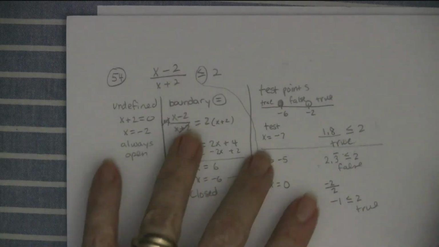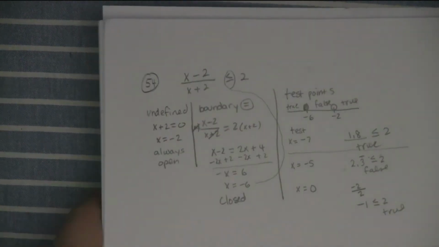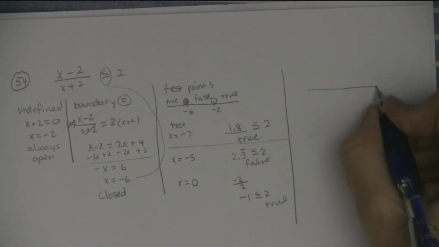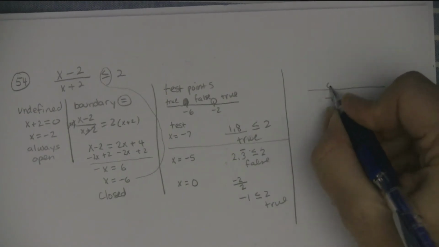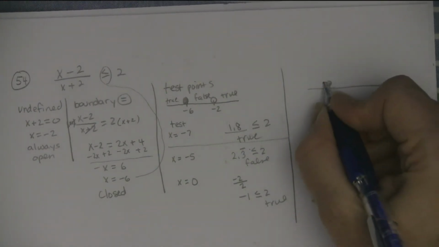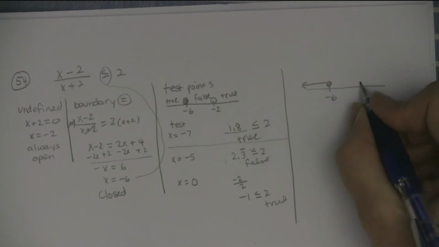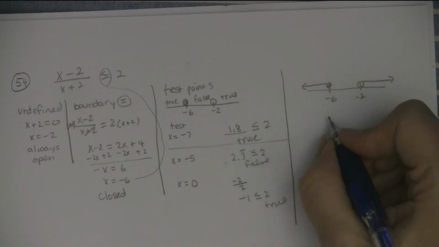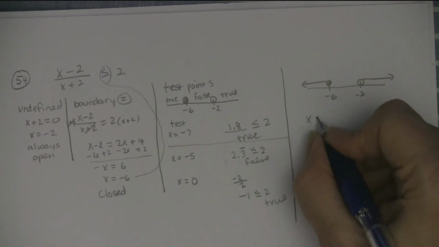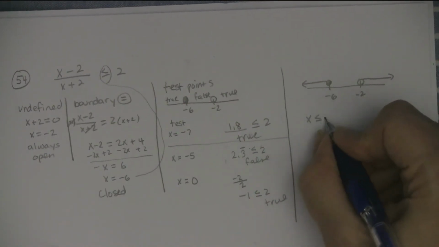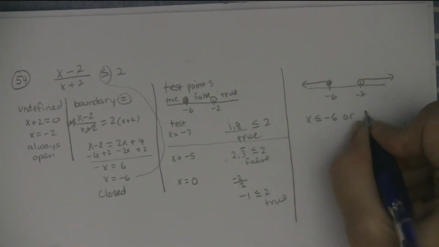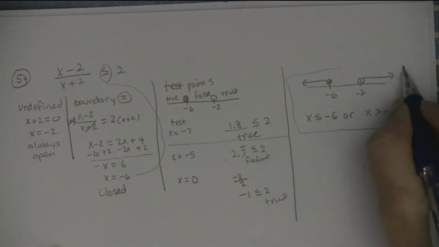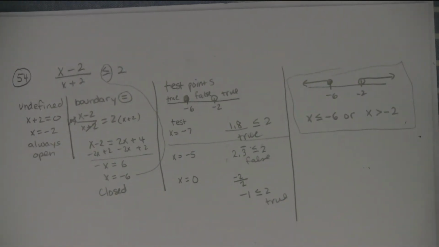And now I'm ready to say my answer. So I scoot over here a little bit, 4 easy steps, right? So here's my answer. So -6, and you make your line where the true regions are. Okay, and then this is going to be an or. So x is smaller than or equal to -6, or x is larger than -2. And that will be my graph of my answer.